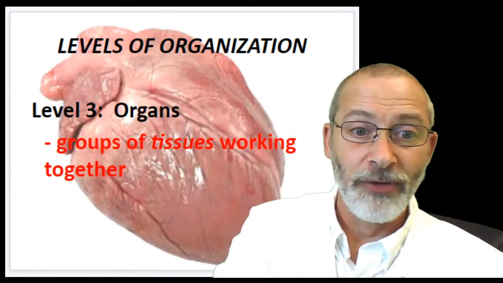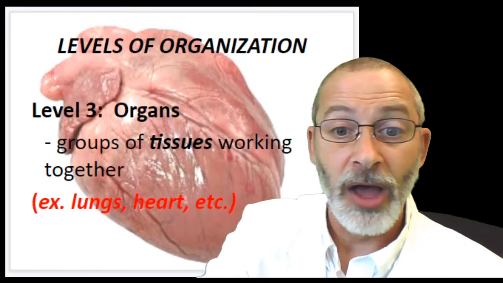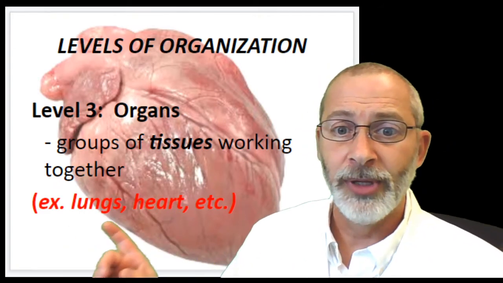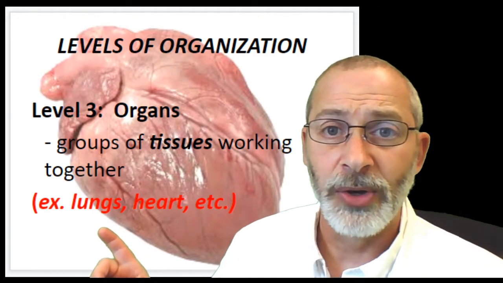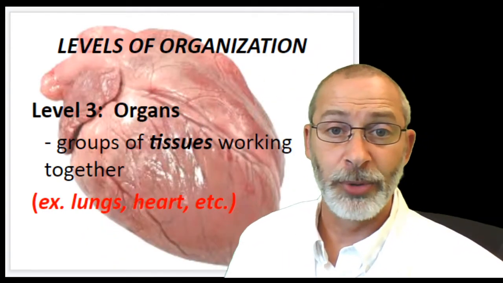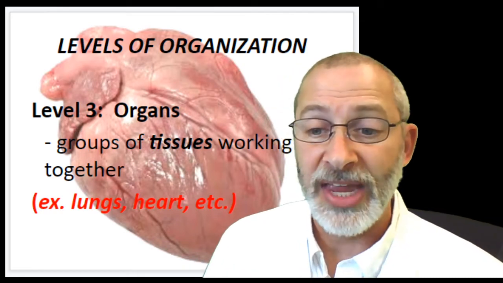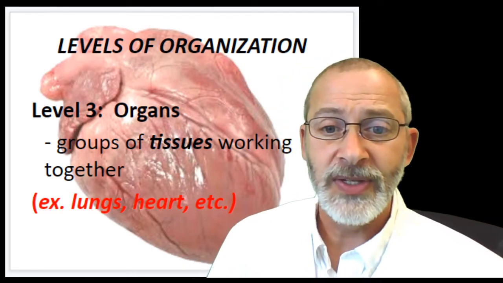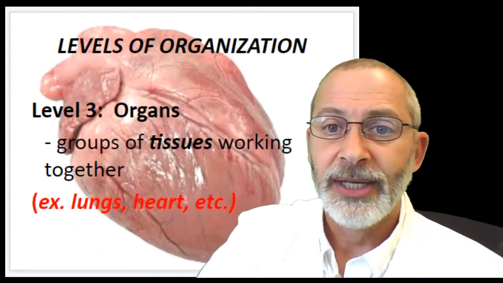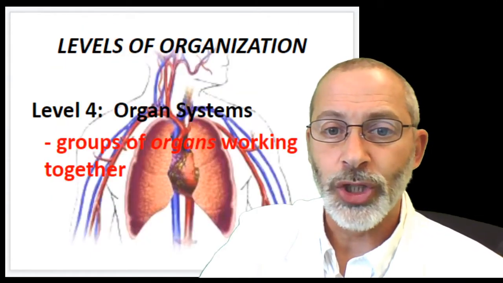All right, so level 3, organs. The heart is an example. Lungs are also an example. The brain is an example. Stomach is an example. You could probably give me other examples of organs as well. But organs, level 3 of organization.